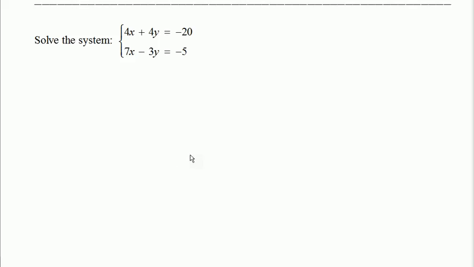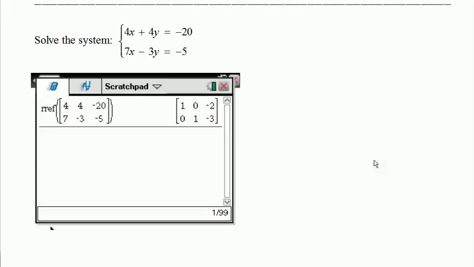Number 4 asks us to solve a system, and we've learned that the easiest, most efficient, accurate way to solve systems is using matrices in the RREF function. So let's go ahead and do that. If we pick up an Inspire and plug this in, we put in the coefficients of the first equation: 4, 4, and -20. And then the coefficients in the next equation: 7, -3, and -5. The resultant matrix shows that x is -2 and y is -3.